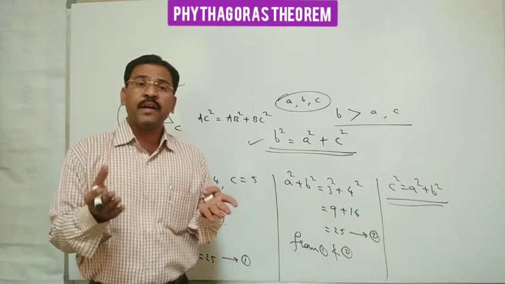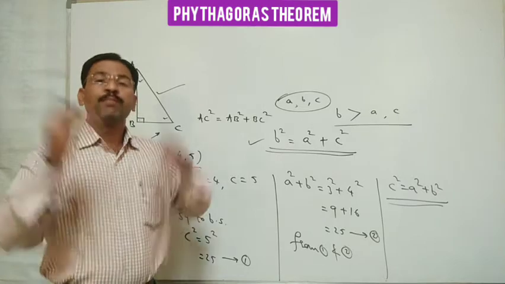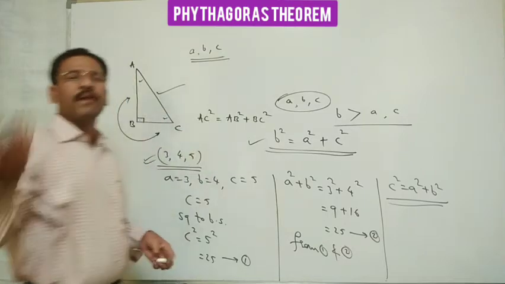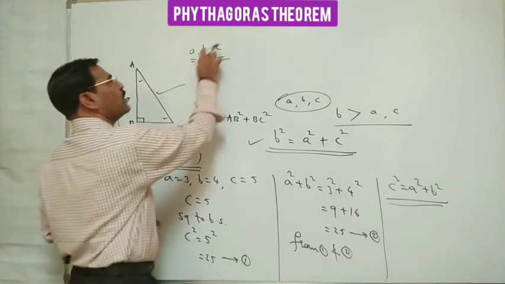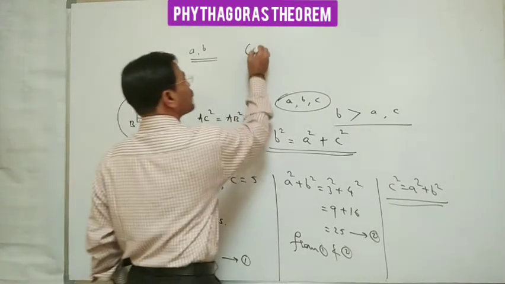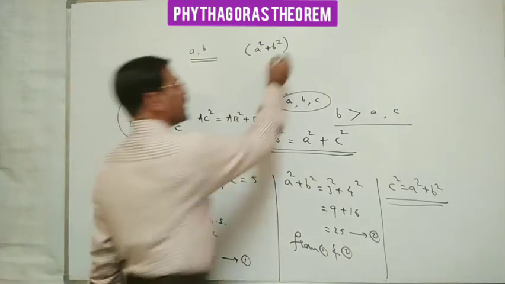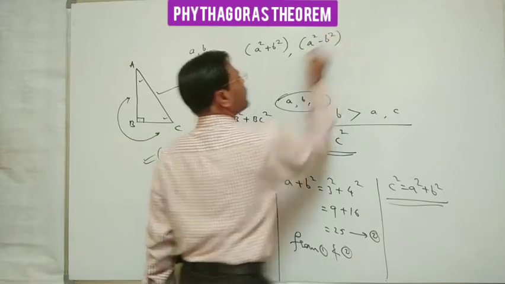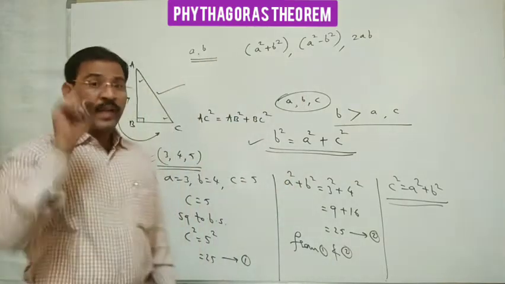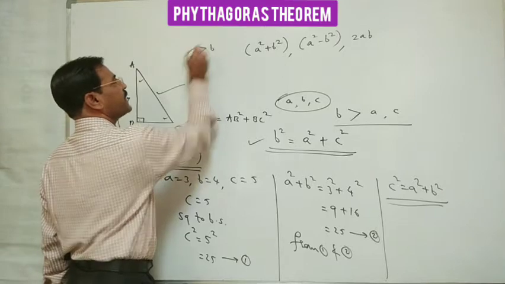Sometimes in the textbook, one formula is given to us. What is that formula? See here. Suppose A, B are some numbers here. We are going to take first A square plus B square as side 1. Then A square minus B square is the second side. And 2AB is the third side. In which we have to take A must be greater than B. Like this we have to check.